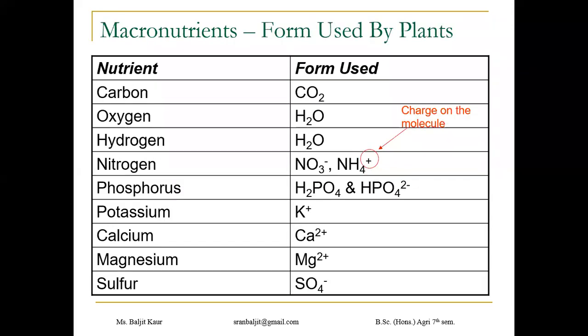Then there is the form which is used by the plants. Okay, so carbon is used by plants in the form of carbon dioxide, oxygen in the form of water, hydrogen again from water, nitrogen as nitrate and ammonium, right? So NO3 negative and NH4 positive. So this is the charge on the molecules, right? Then phosphorus, the form that is readily absorbed by the plants is phosphate, right? Then potassium, K positive, calcium, Ca2 positive, magnesium, Mg2 positive, and sulfur, SO4, sulfate ions, you can see.